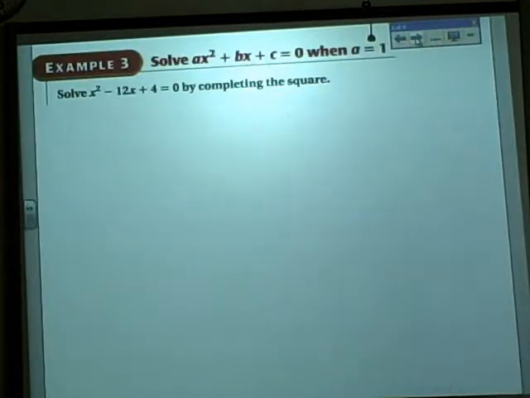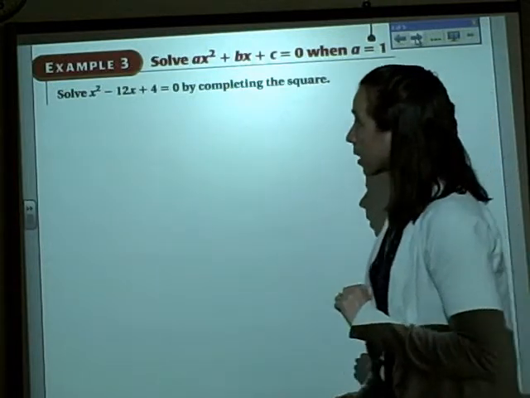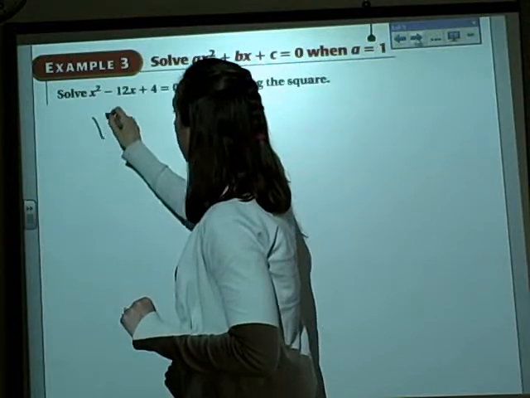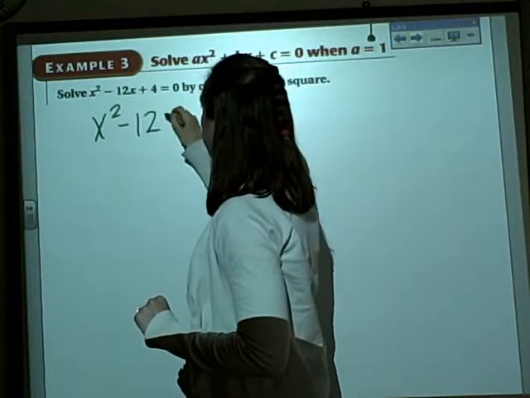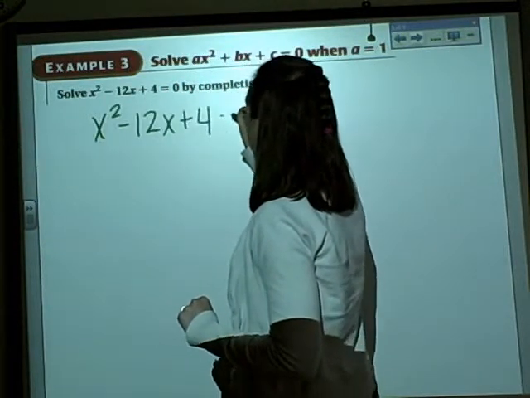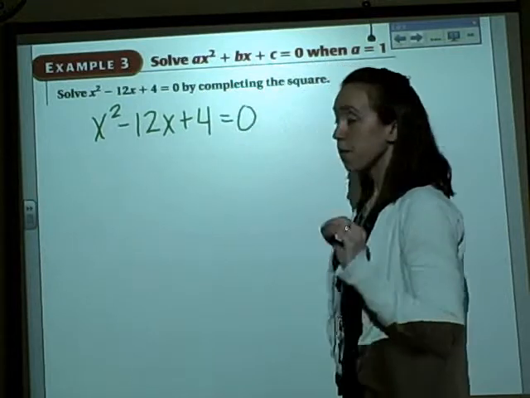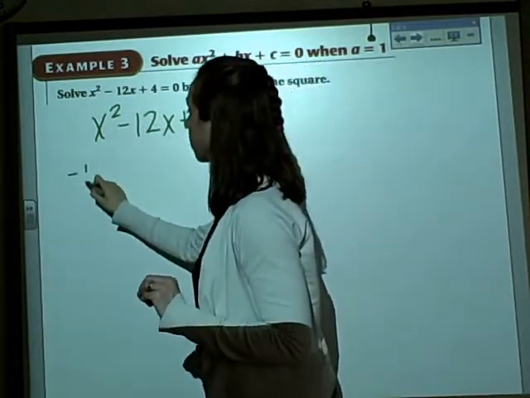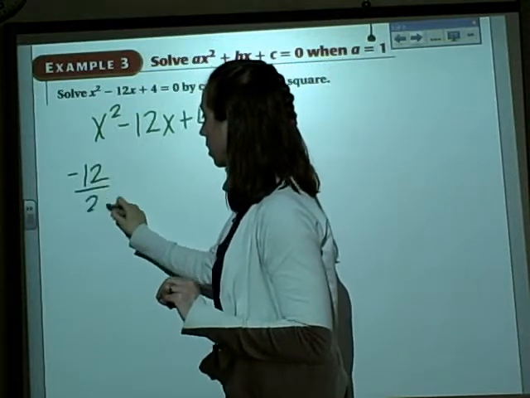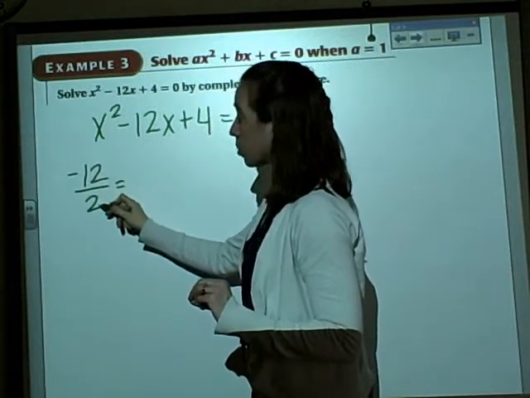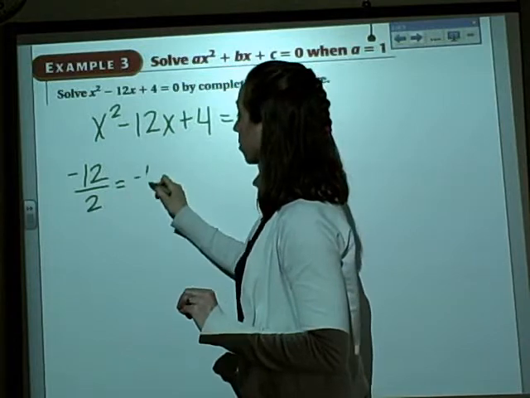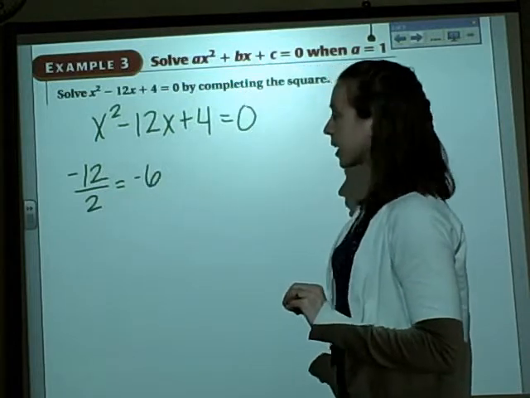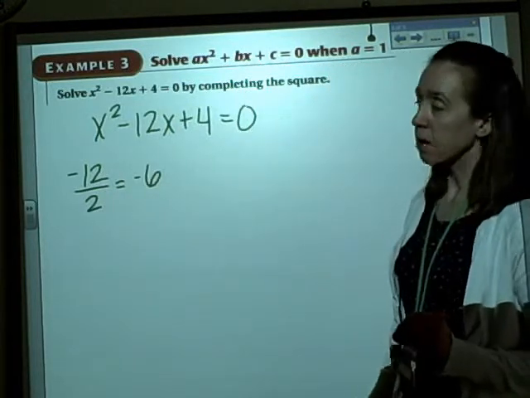Alright, so now we're actually going to solve by completing the square. So we have our quadratic up there, x squared minus 12x plus 4 equal 0. First, let's check if it is a perfect square. We're going to take half of our b value, so negative 12 is our b value, cut in half, we get negative 6. Negative 6 squared is definitely not 4.